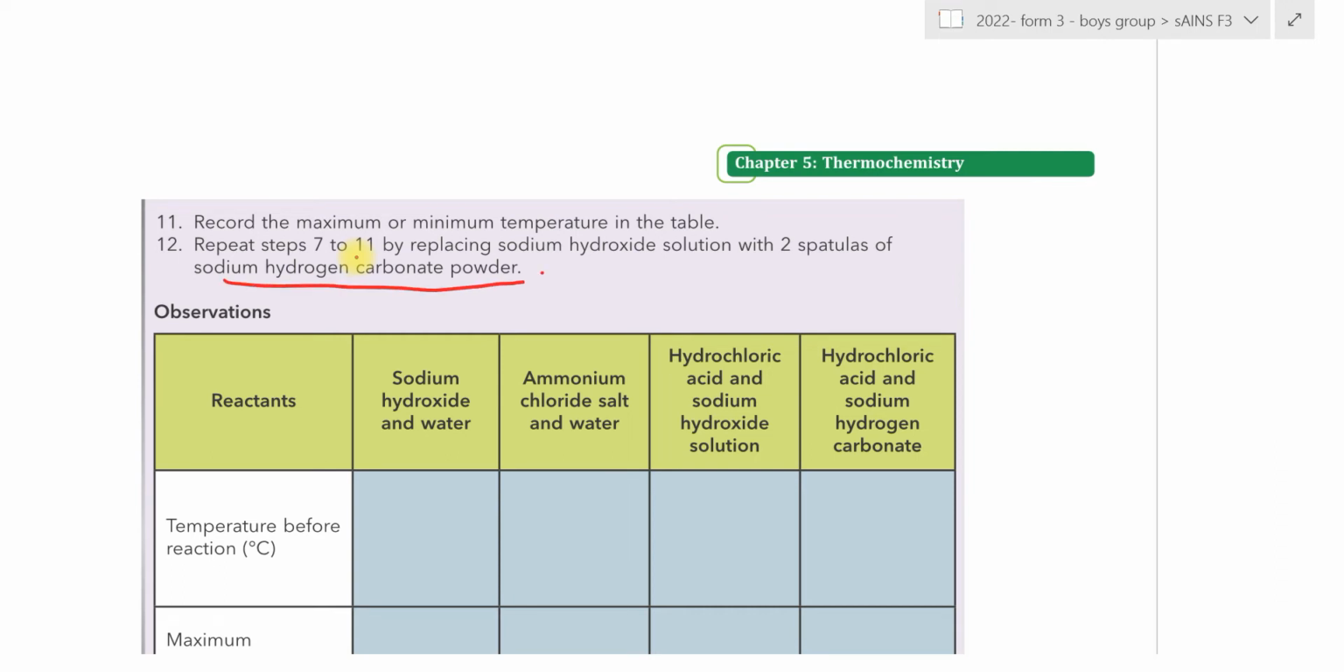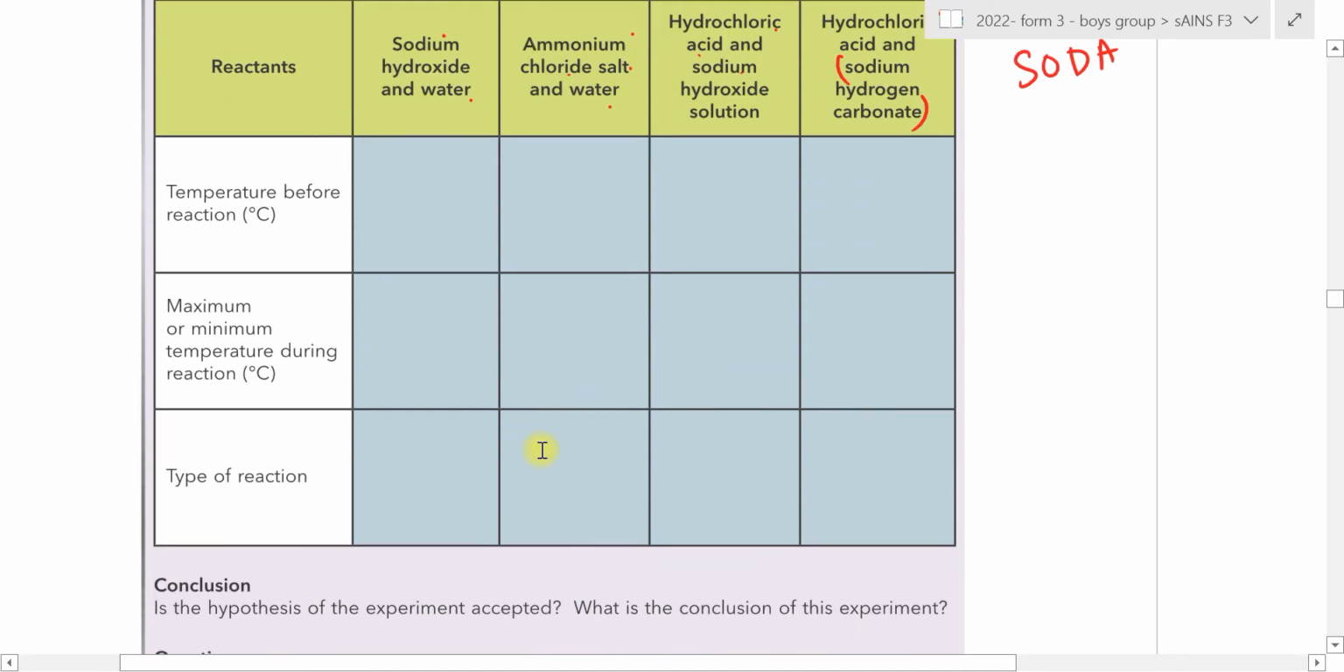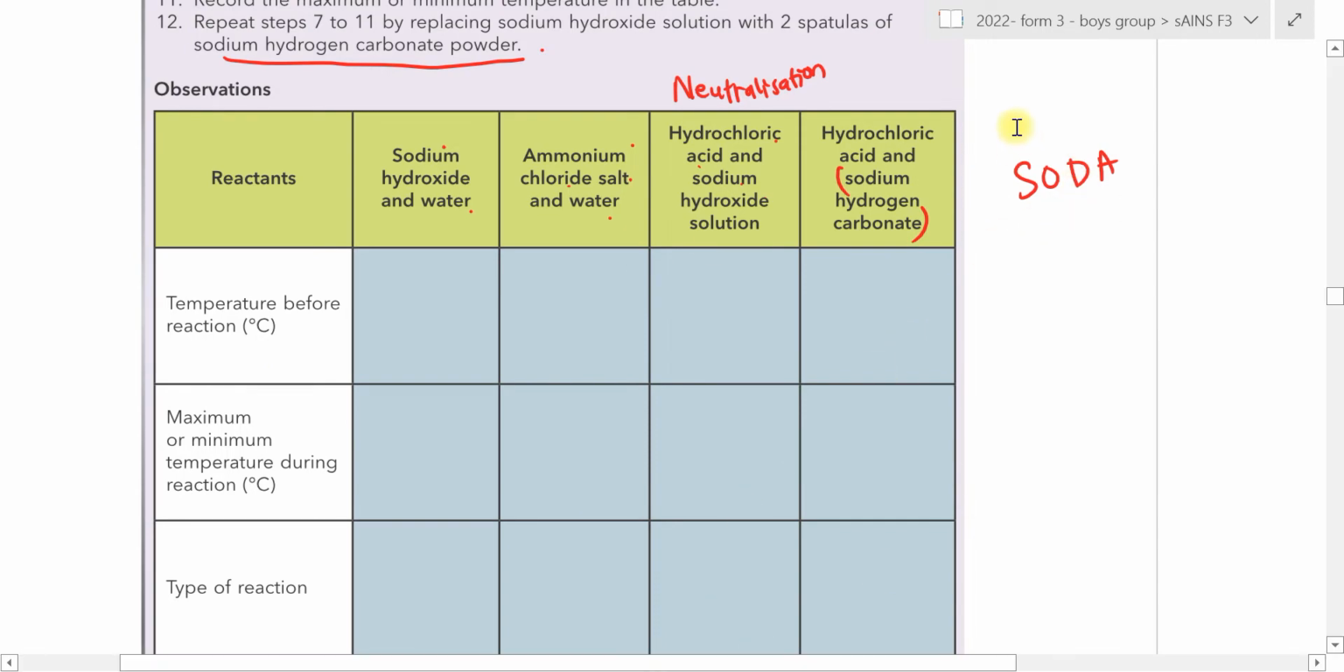So in total we have 4 types of experiment here: sodium hydroxide plus water, ammonium chloride salt plus water, hydrochloric acid and sodium hydroxide, which is neutralization, and hydrochloric acid and sodium hydrogen carbonate. Sodium hydrogen carbonate is actually the soda. Bicarbonate, we call it soda bicarbonate, right? Same thing. I have a sample result I did last year.